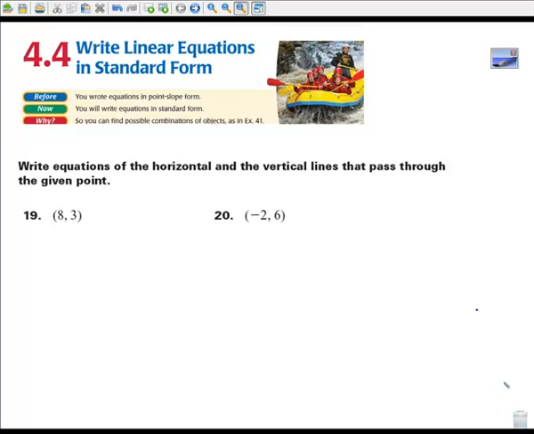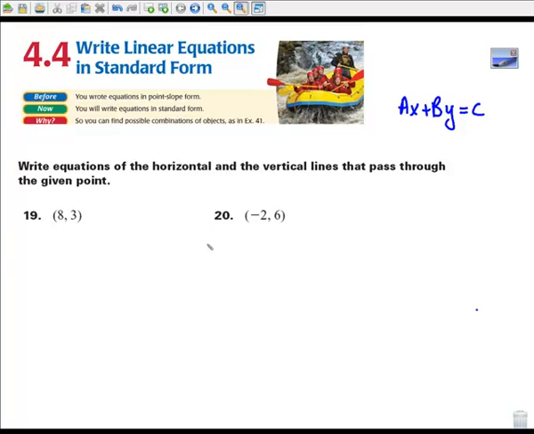Lesson 4.4 Part 2, we're still looking at equations of linear functions in standard form. Recall again that it's ax plus by equals c. A, b, and c are real numbers, and a and b cannot both be 0.